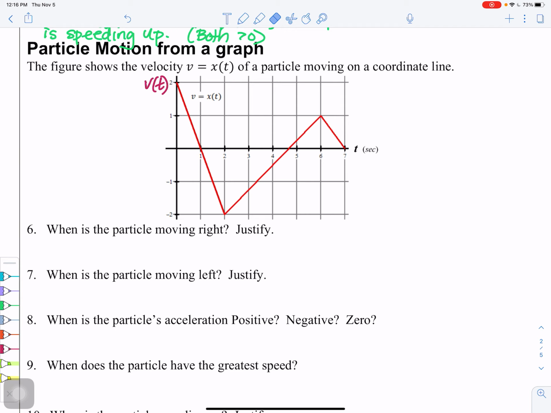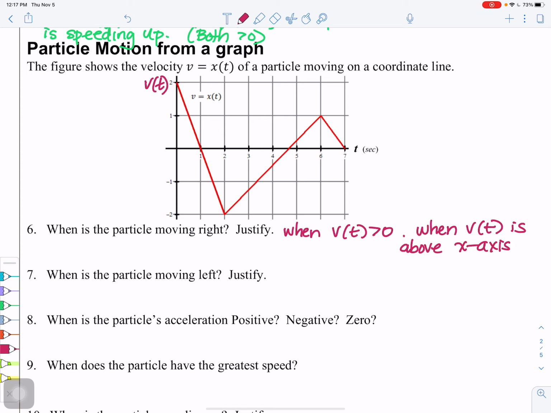So they ask us, when is the particle moving to the right? This is when the velocity is positive. That's when the particle is moving to the right. And so that is when v of t is above the x-axis. And let's take a look at where that happens. It happens on time 0 to 1, and it happens on time, let's say 4.8 to 7. So 0 to 1 and 4.8 to 7.